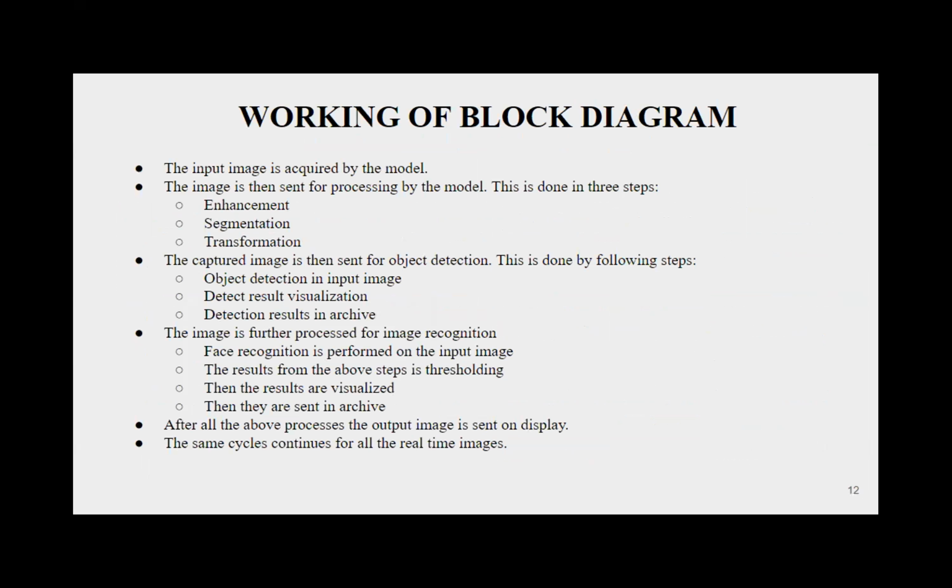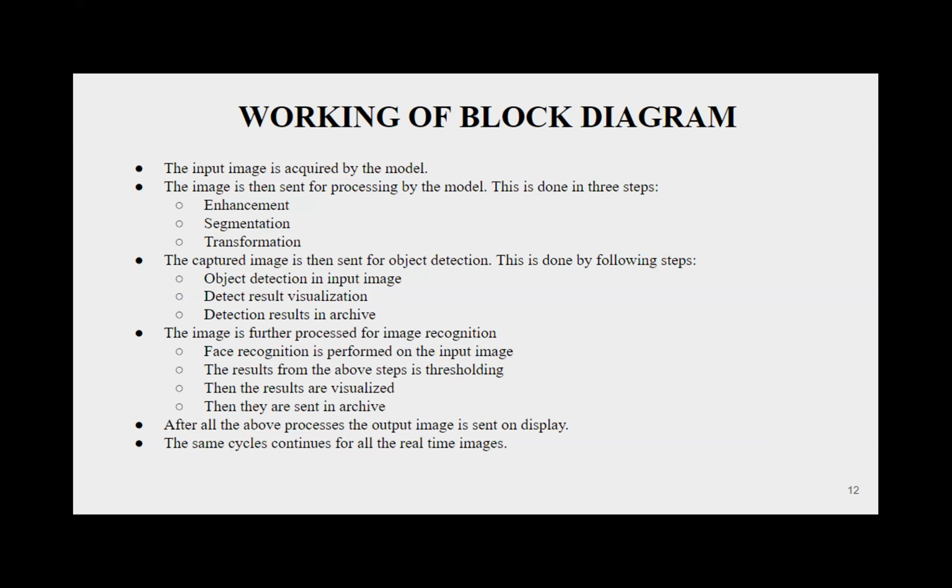The input image is acquired by the model first of all. Then the image is sent for processing by the model. This is done in 3 steps: enhancement, image segmentation, and image transformation. The captured image is then sent for object detection. This is done by the following steps: object detection in the input image, detection result visualization, detection results in RSU.